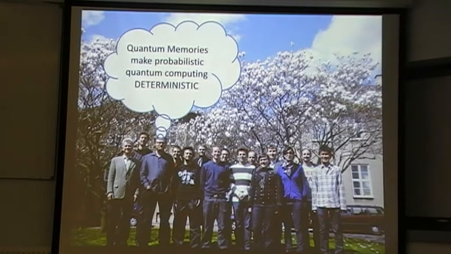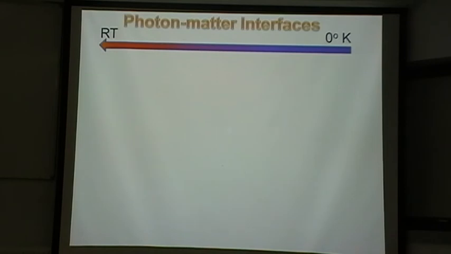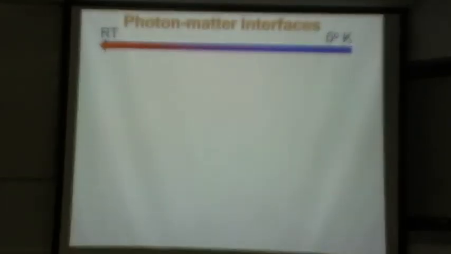And what I want to say here is that quantum memories are useful in many ways. For example, we can make probabilistic quantum computing deterministic if you start with probabilistic single photon sources. And this means that you can work on scalability of photonic quantum information processing, if you feel like it. So, talking about photon-matter interfaces, like memories and other things as an interface, I can put them on an arbitrary kind of scale from 0 Kelvin to room temperature.